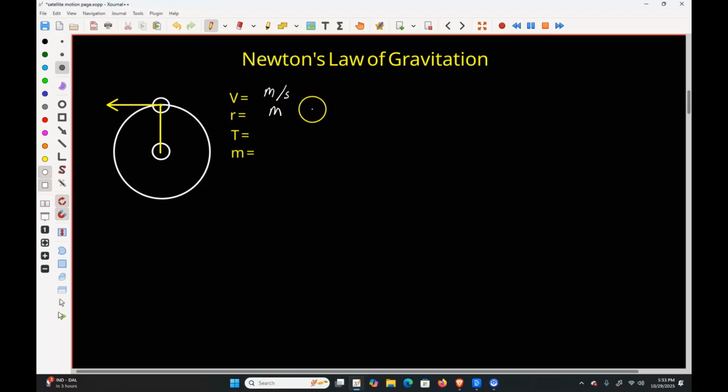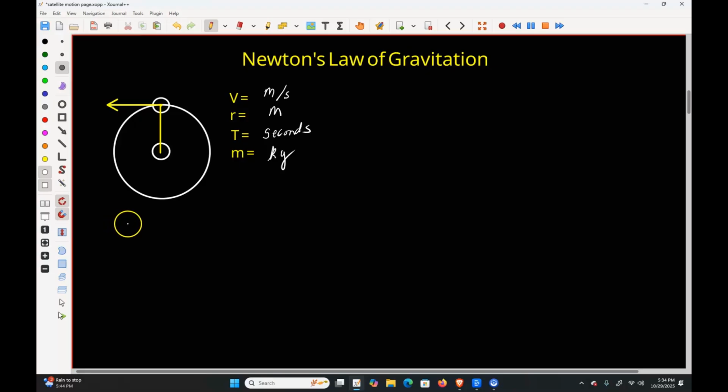Sometimes you'll be given the radius of the planet, or you'll be given how far above the planet the satellite is orbiting from. If that's the case, you'll have to add the radius of the planet to how far above the surface the satellite is. The period will be measured in seconds. The mass of the objects will be measured in kilograms.